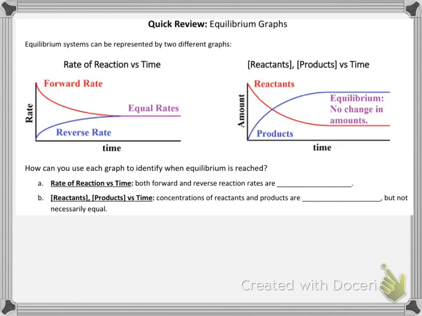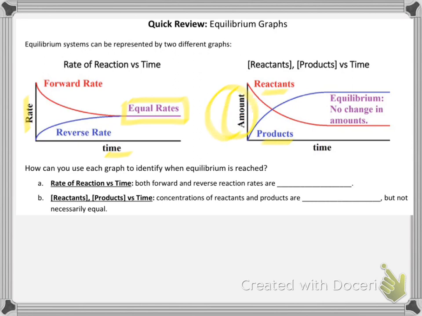First, quick review. There are two different graphs that are commonly used to represent systems approaching and reaching equilibrium. The first graph is when you're looking at the rate of reactions, like the forward reaction and reverse reaction, over time. And the idea, of course, is when the forward and the reverse reaction rates are both equal, you have achieved equilibrium.